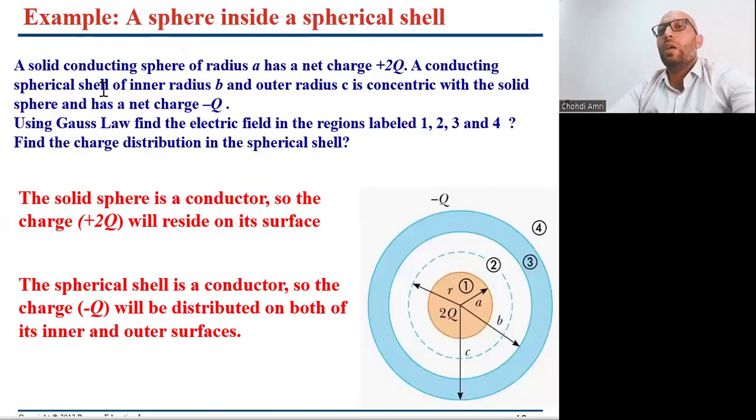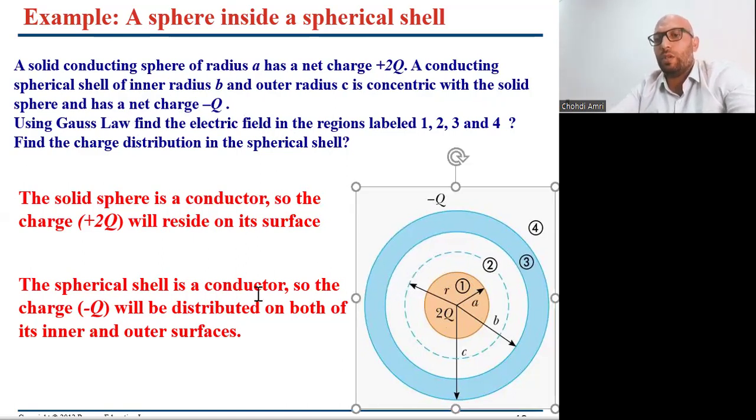Let's take another example. A solid conducting sphere with radius A has a net charge plus 2Q. A conducting spherical shell of inner radius B and outer radius C is concentric with the solid sphere and has a net charge minus Q. So you see here we have a solid sphere with charge 2Q and a spherical shell with charge minus Q. The question: using Gauss's law, find the electric field in regions 1, 2, 3, 4. This is a very good question.